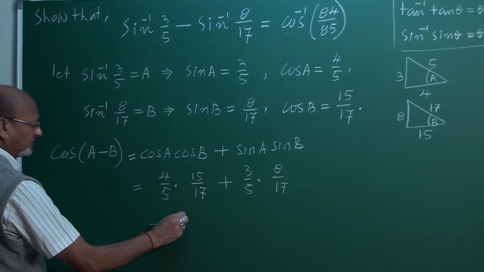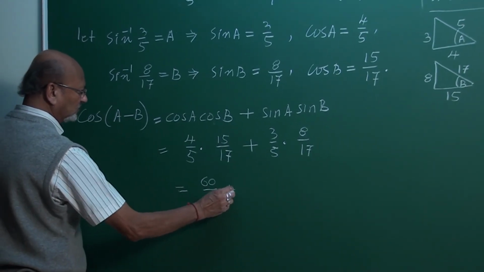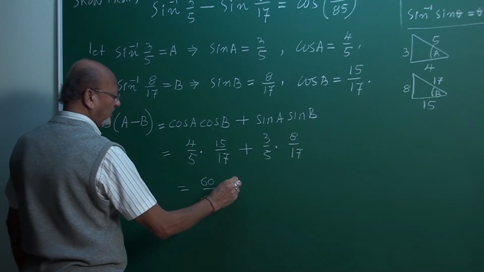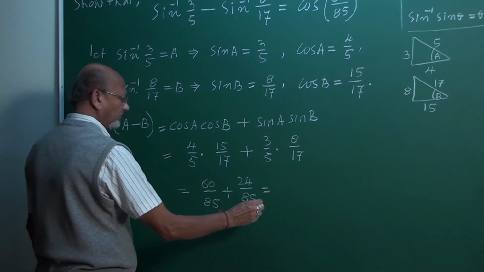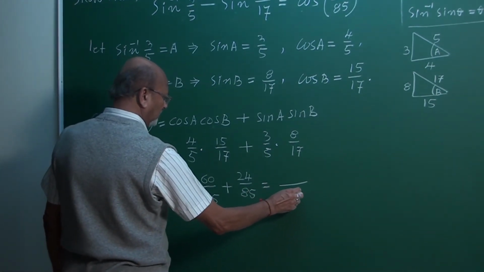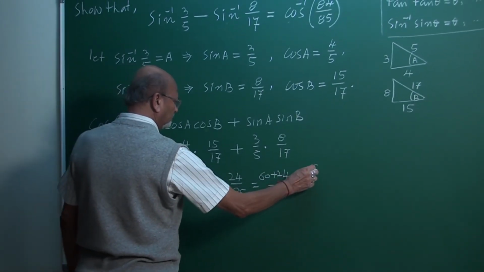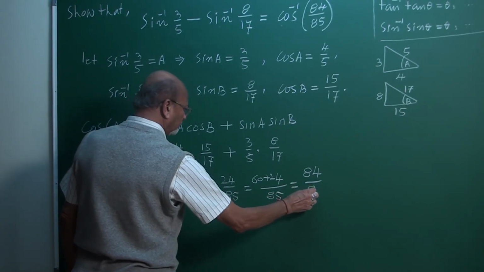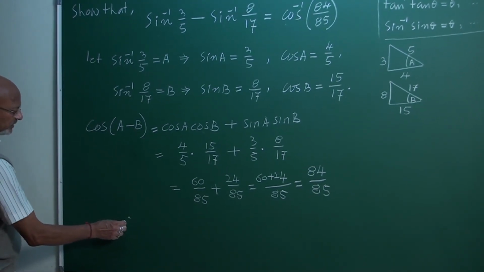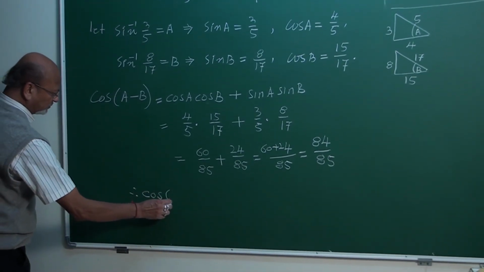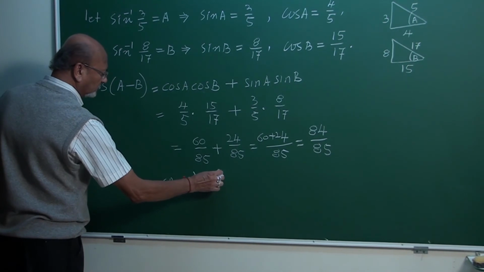What is this, my friend? 60 upon 17 into 5, plus 24 upon 85. Friend, LCM 85. You add this 60 plus 24. 60 plus 24 is 84 upon 85. Yes, my friends. Therefore, cos A minus B is 84 upon 85.